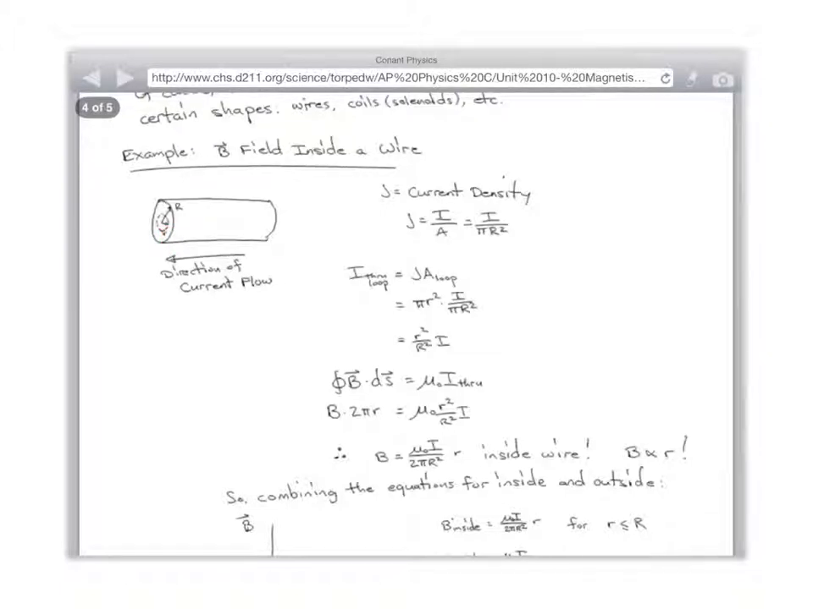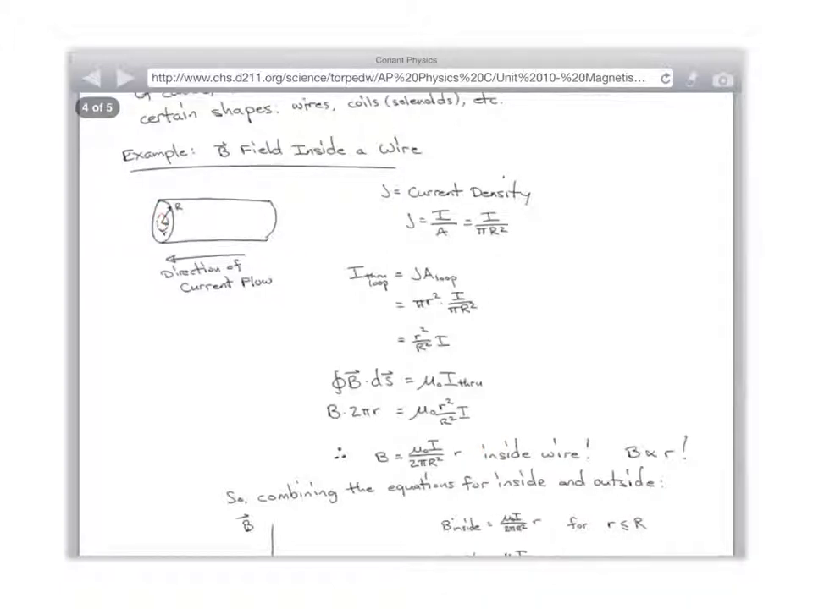And so in the end, you get little r squared over big R squared times the current. All right? And plug that in, and you end up with the magnetic field inside the wire is mu naught I over 2 pi big R squared times little r. What's little r? The little radius of the little circle. How far you are from the center.